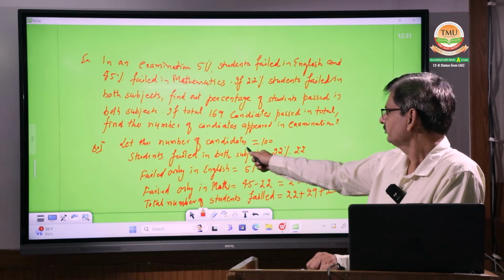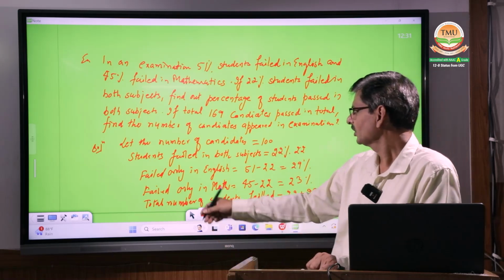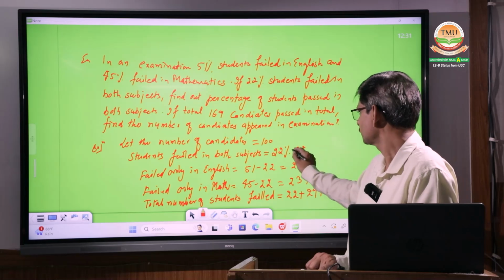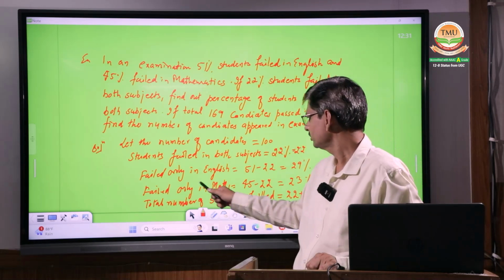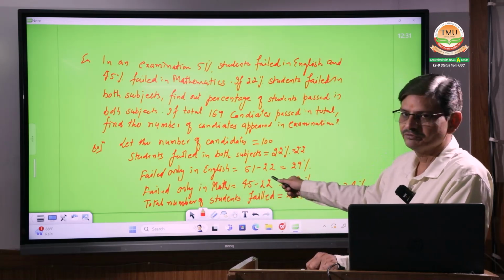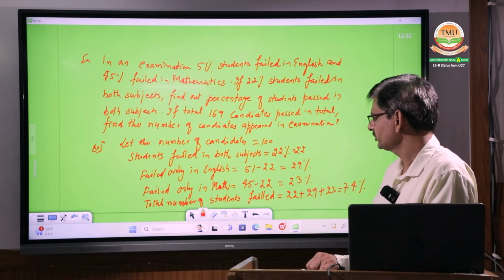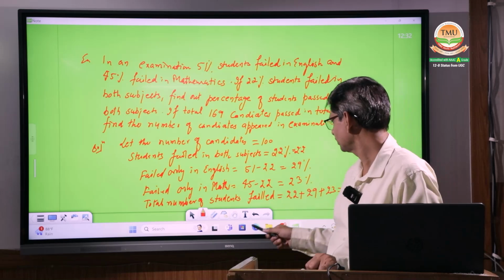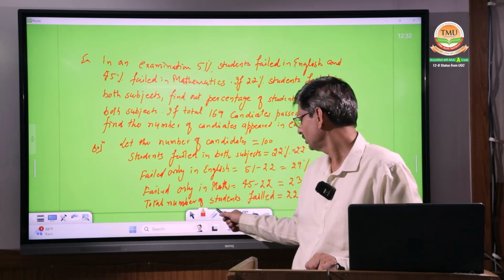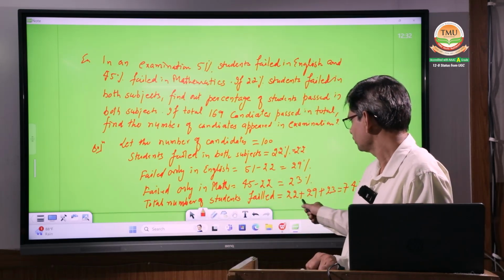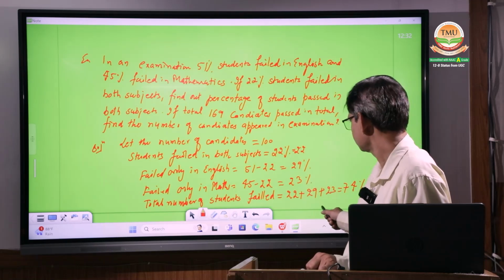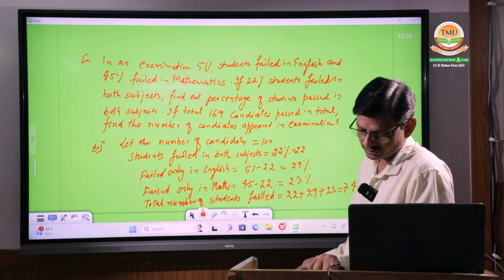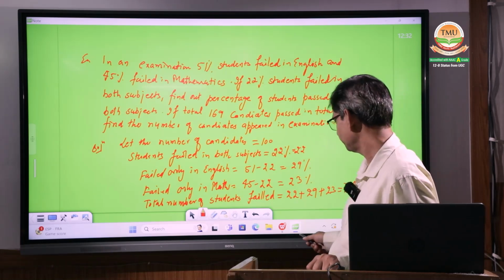Now let the number of candidates be 100. Student failed in both subjects, that is 22%, that is 22. And failed only in English, 51 minus 22, that is 29%. And failed only in maths, that is 45 minus 22, that is 23%. Total number of students failed, that is 22 plus 29 plus 23, that is 74%. Student failed. Student passed.